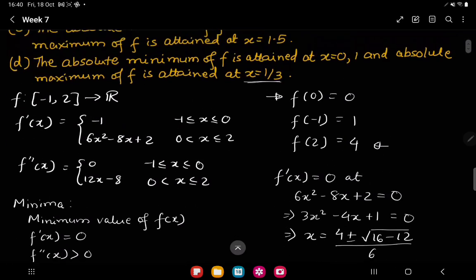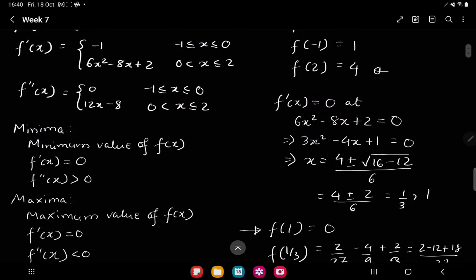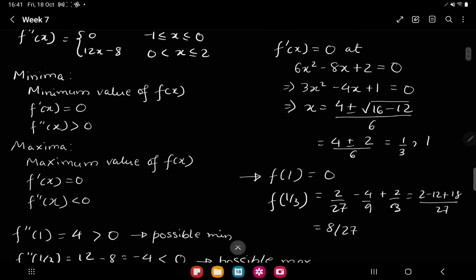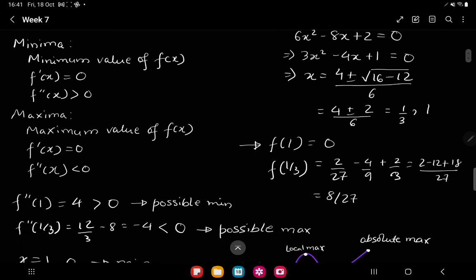And the condition for finding minima or maxima is that you take the derivative of the function and set it equal to 0. Then you look at the second derivative of the function at that particular point at which the derivative is 0. If the second derivative is positive, then it is a minima. If the second derivative is negative, then it is a maxima. And then you have to check whether it is local or global by looking at the entire range.